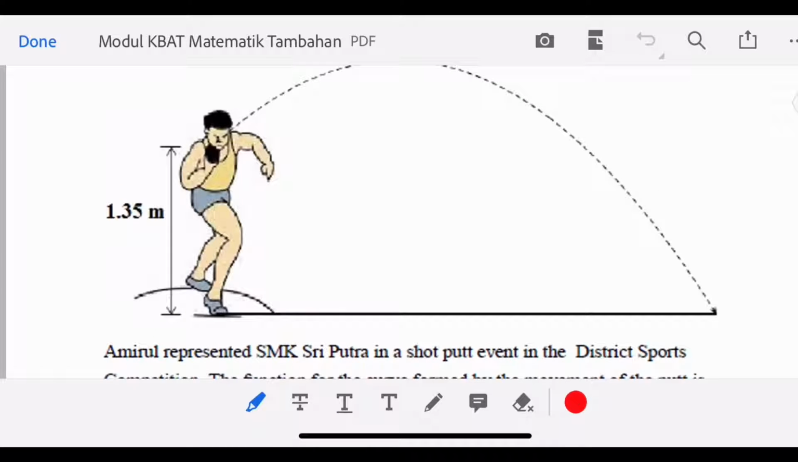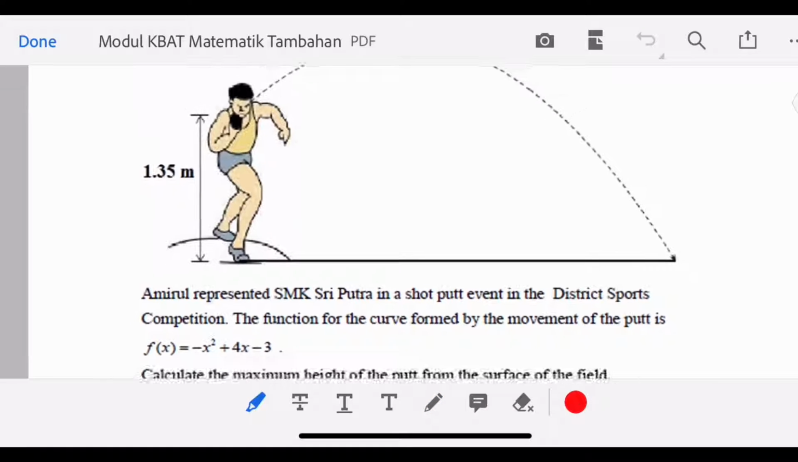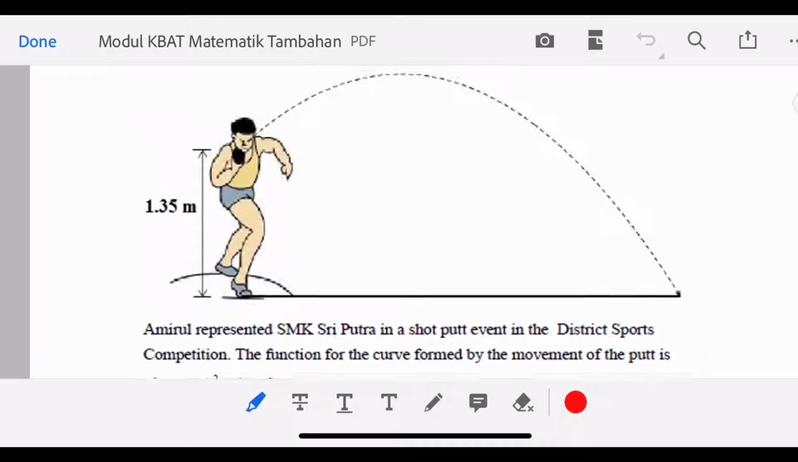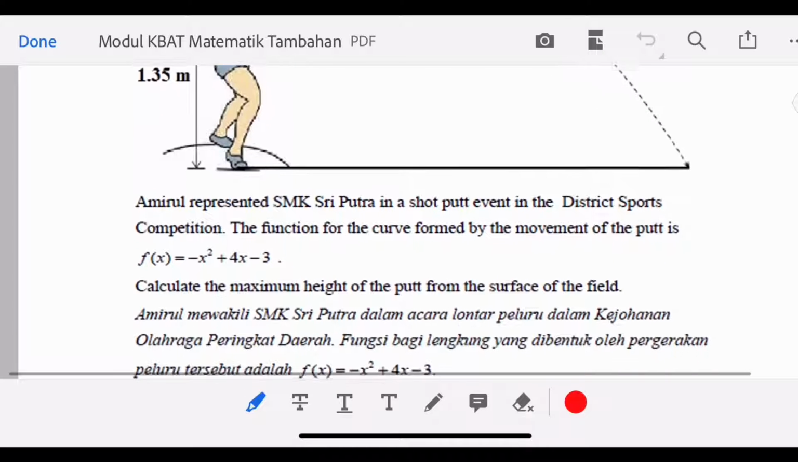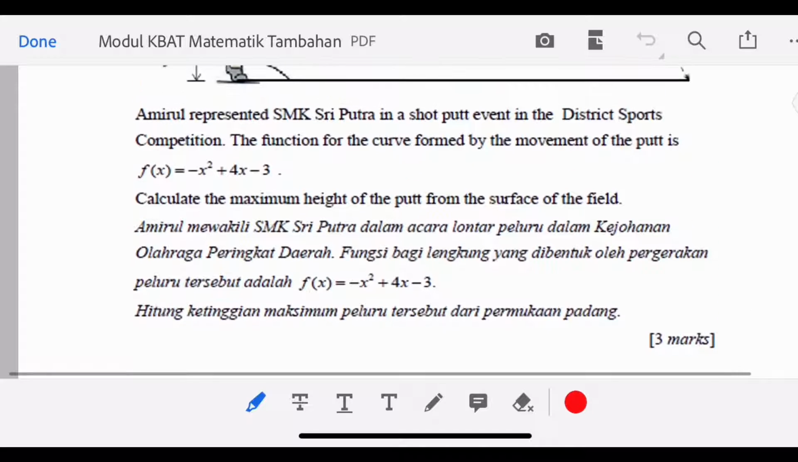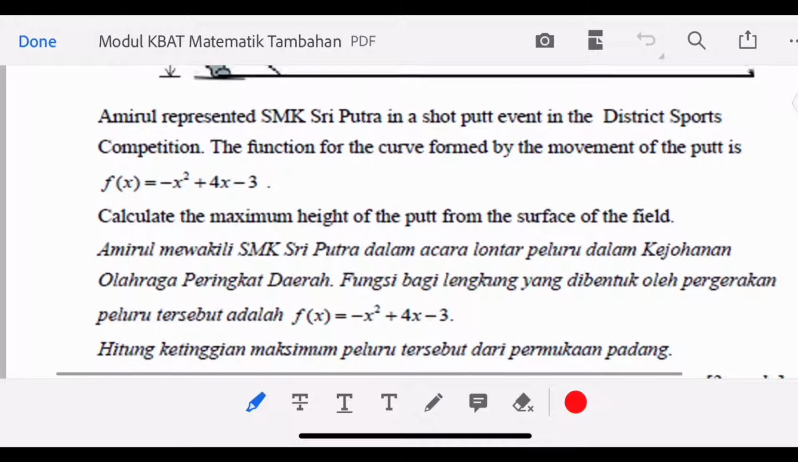Amiru, okay, this is Amiru. Amiru is a sportsman. He's standing there. The level of the shot put is 1.35 meter. So he is representing his school SMK Sri Putra in a shot put event, in the district sport competition.